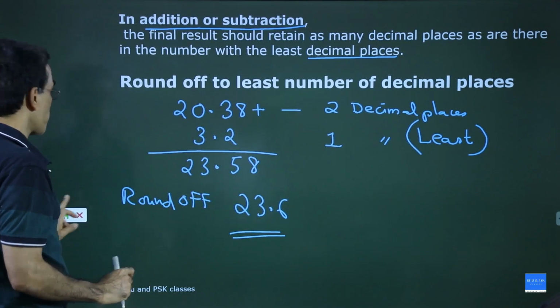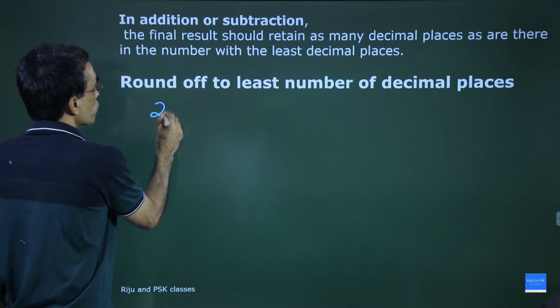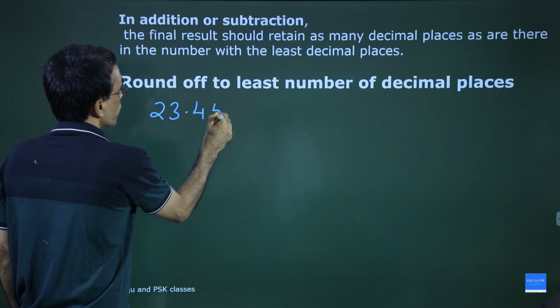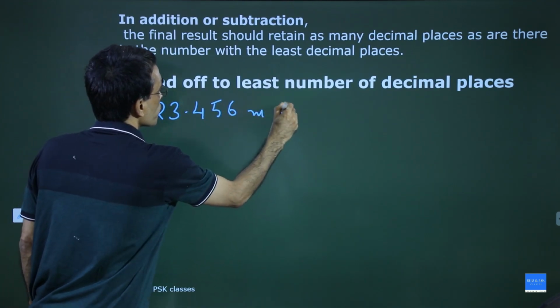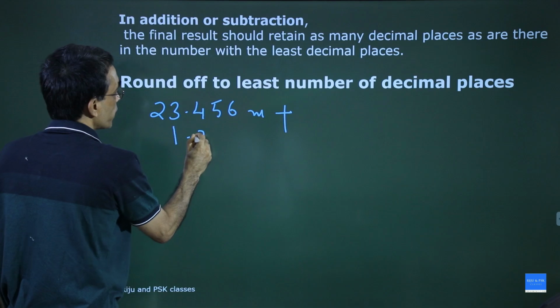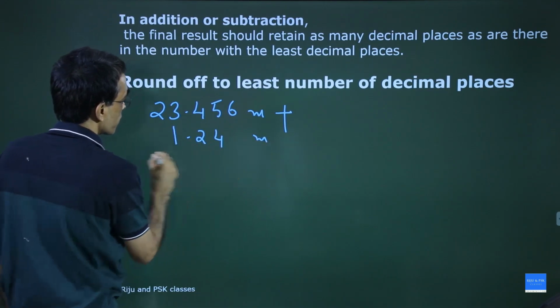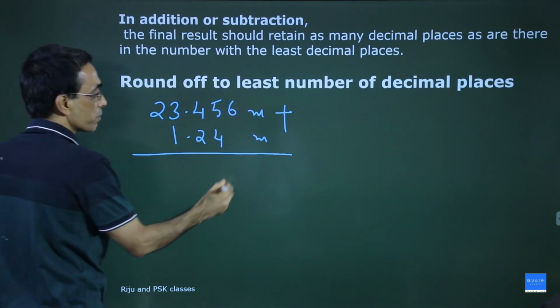Fine. One more example. Suppose that you have 23.456 meter to be added with 1.24 meter. What is the answer? Add them. First of all, add them.